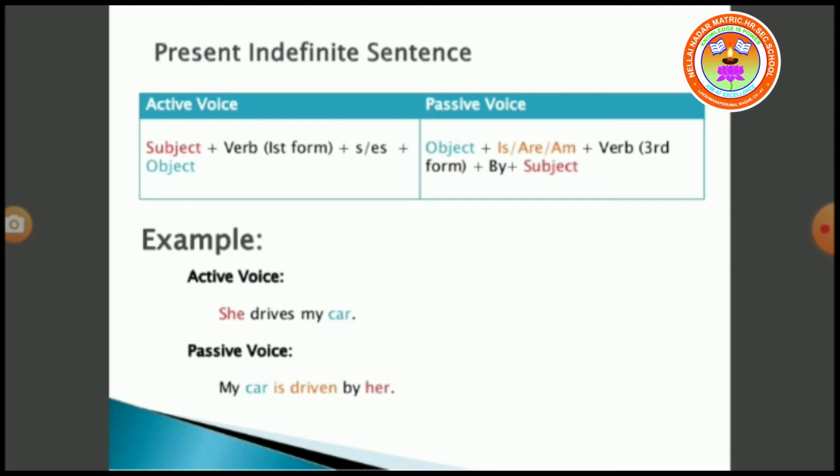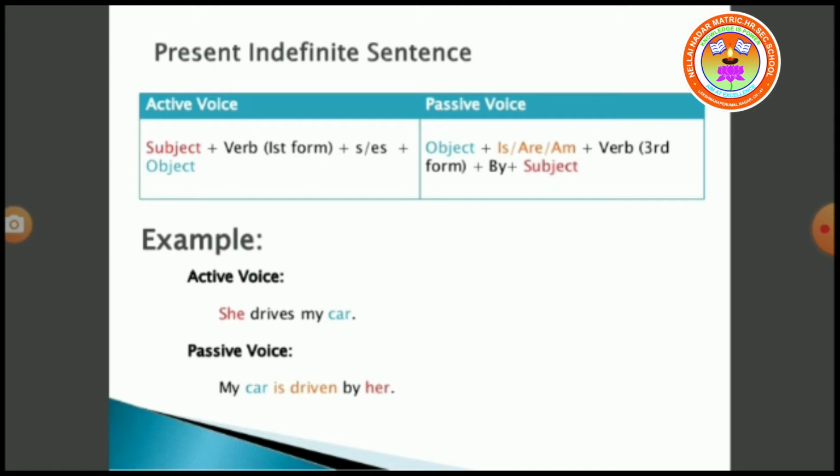The structure for simple present tense in active voice: subject plus verb, that is V1, S or ES form plus object. If the subject is third person singular, then we should add S or ES form to the main verb. For example, she drives my car. Here, she is the subject, drives the verb, my car the object. She is a third person singular, so we add S or ES form to the main verb. So the verb drive becomes drives.